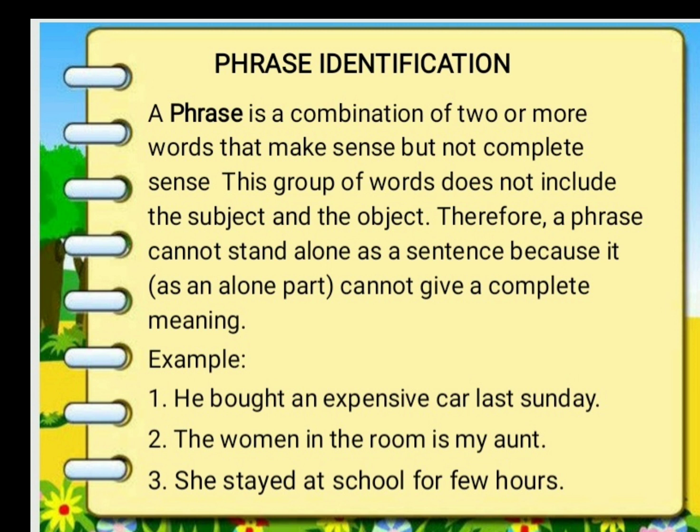So example number 2, the woman in the room is my aunt. So the phrase in that sentence is in the room because a phrase is a combination of two or more words that make sense but not complete sense. So the halimbawa dyan sa number 2, in the room. So hindi nakapaloob dyan yung subject, and we already know na hindi siya yung complete sentence or hindi siya nagbibigay na complete meaning.